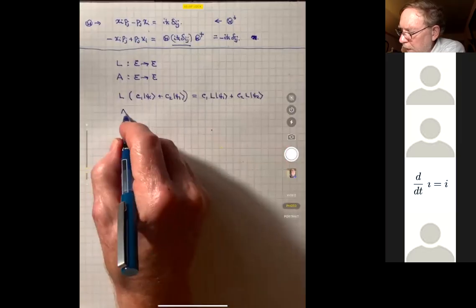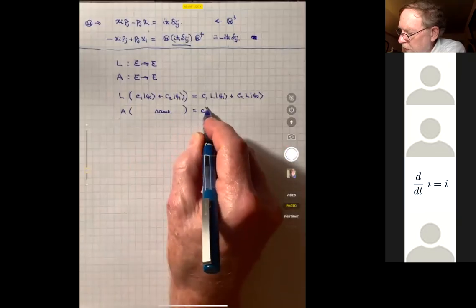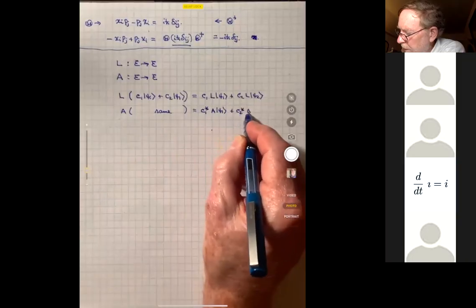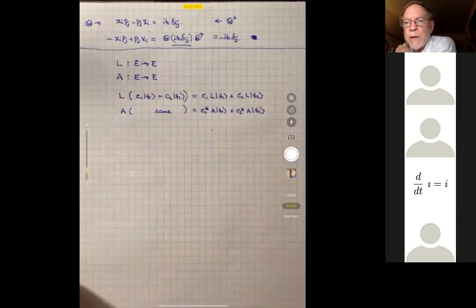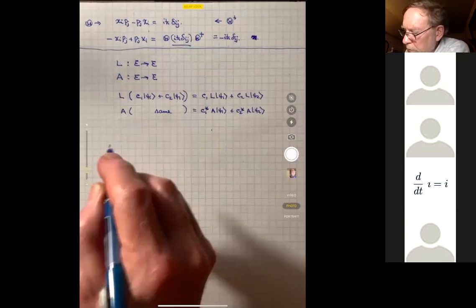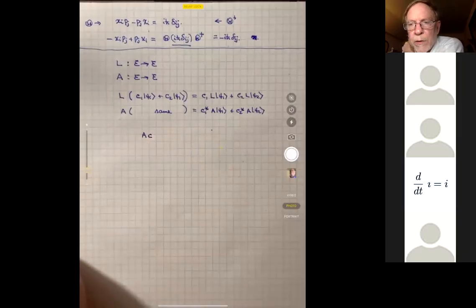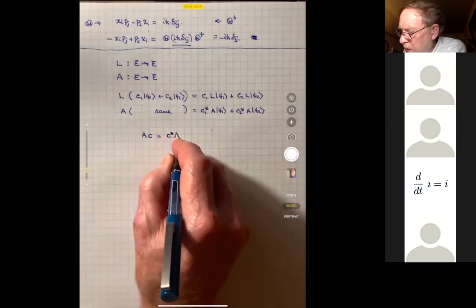Now, if A is antilinear, on the other hand, A acting on the same thing gives us c1 complex conjugated times A acting on psi 1 plus c2 complex conjugated times A acting on psi 2. In other words, when an antilinear operator acts on a linear combination of vectors, the coefficients become complex conjugated. And this is the defining property of antilinear operators. This means that if a constant c is regarded as a multiplicative operator, which of course it is, then it does not commute with an antilinear operator, but rather goes over into c star.